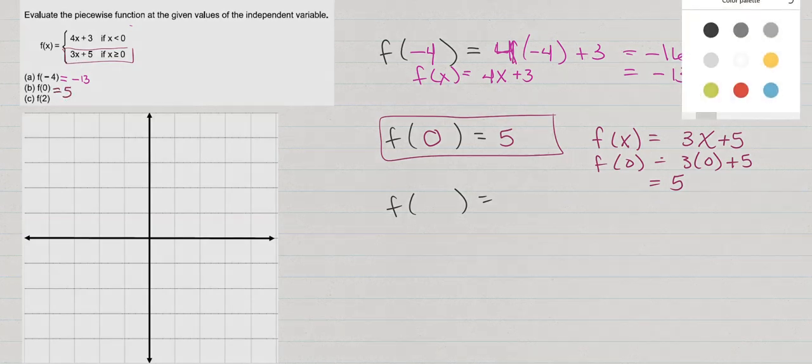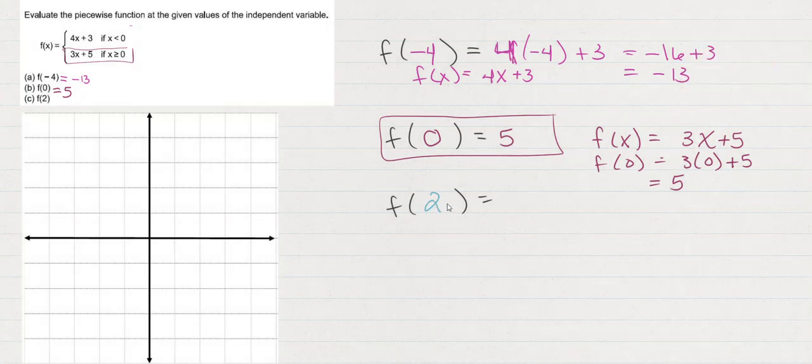And let's try one more, f of 2. When x equals 2, we're using the second piece, again, the 3x plus 5. So if I replace the x with 2, I get that f of 2 is 6 plus 5, or 11.